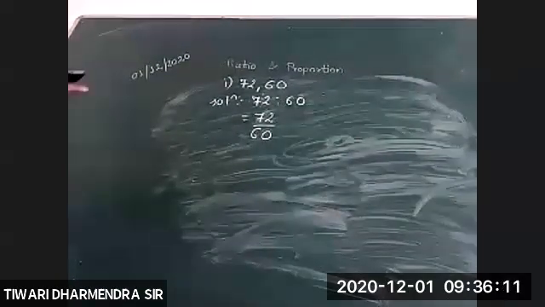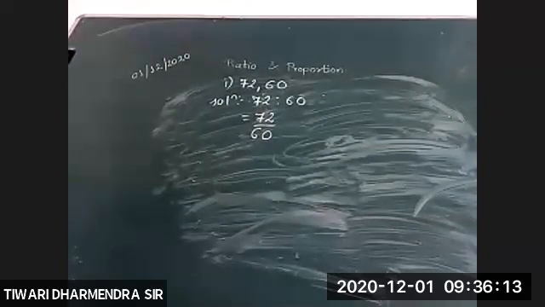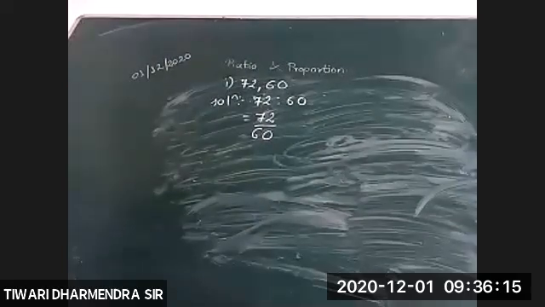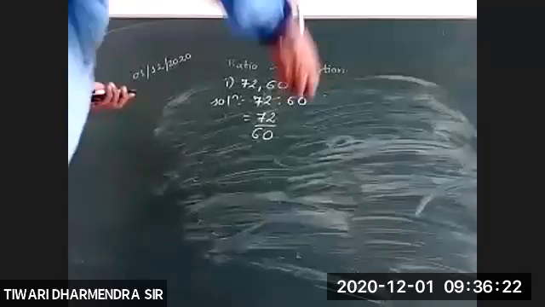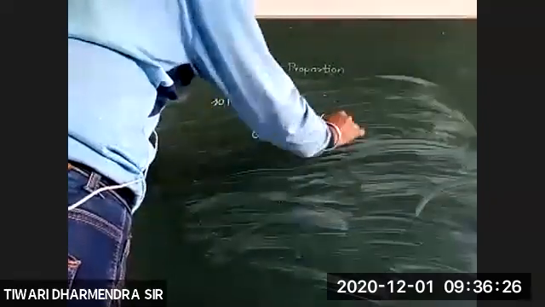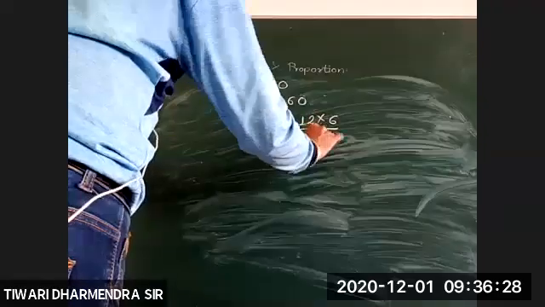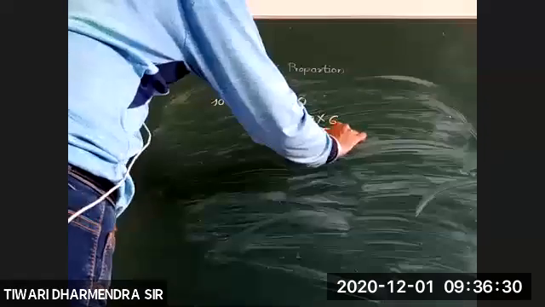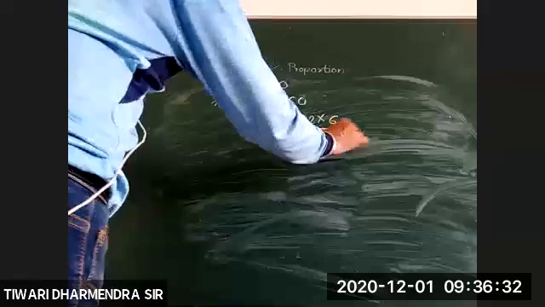Take 5 seconds. We know that 60 is divisible by 12 as well as 72 is divisible by 12. Means 12 5s are 60 and 12 6s are 72. So we can write this as 12 6s upon 12 5s. 12 gets cancelled. What remains? 6 by 5, which is the same as 6 is to 5.